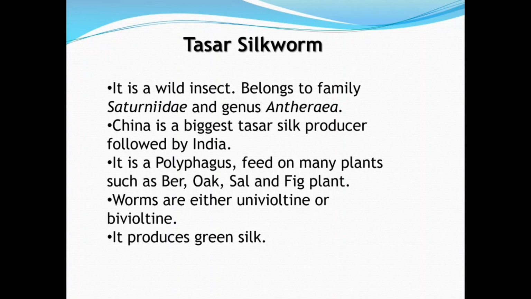Tussar silkworm. It is a wild variety of silkworm. It belongs to family Saturnidae and genus is Antheraea. China is the biggest tussar silk producer, followed by India. It is a polyphagous insect which feeds on many plants such as beer, oak, sal and fig. Worms are either univoltine or bivoltine. Silk produced by tussar silkworm is green in color.